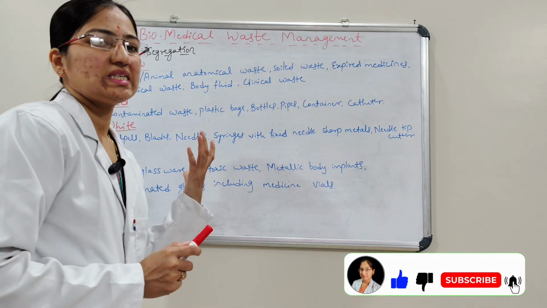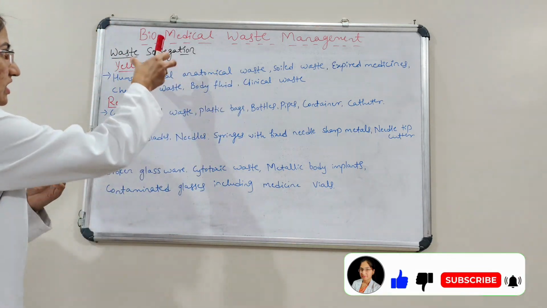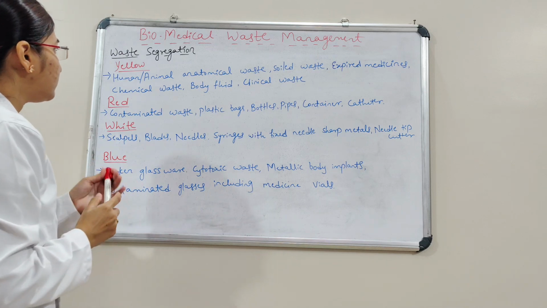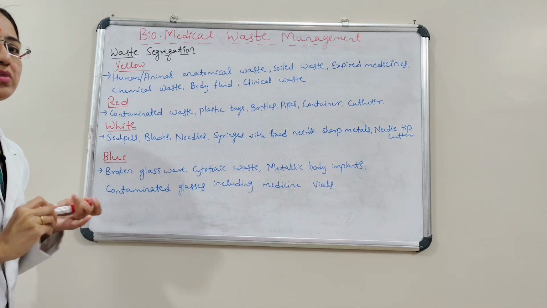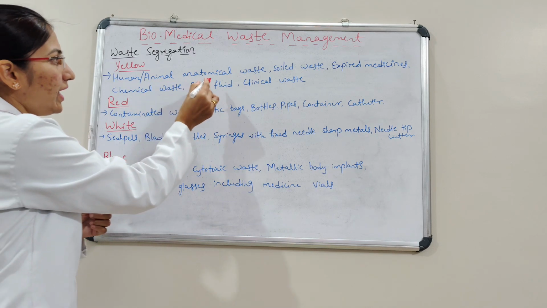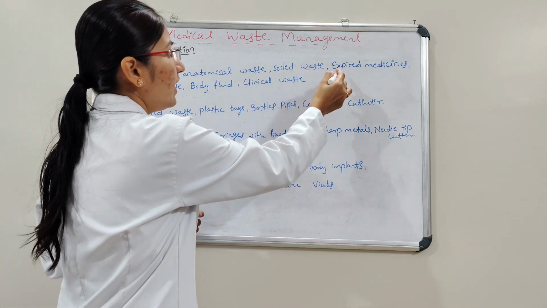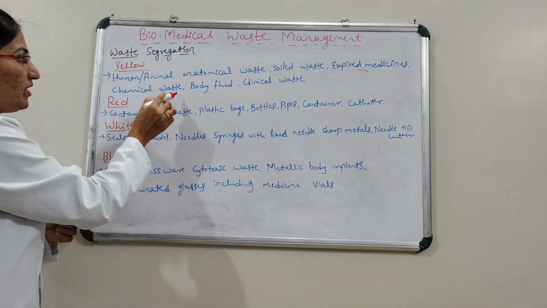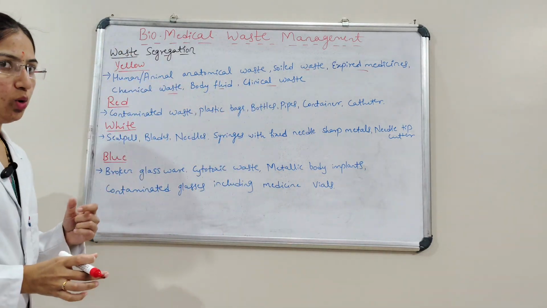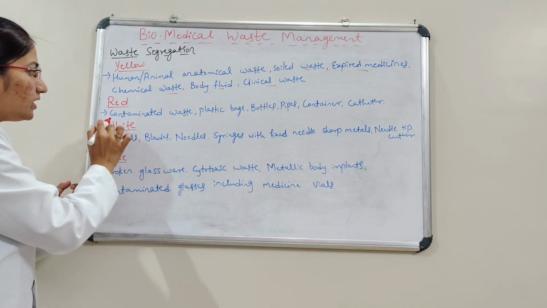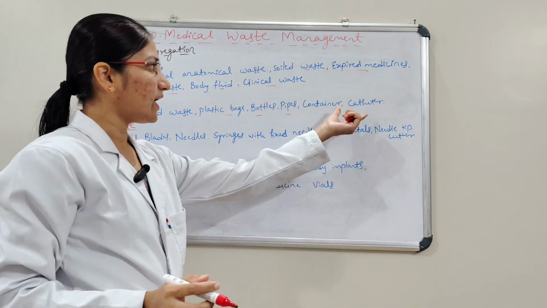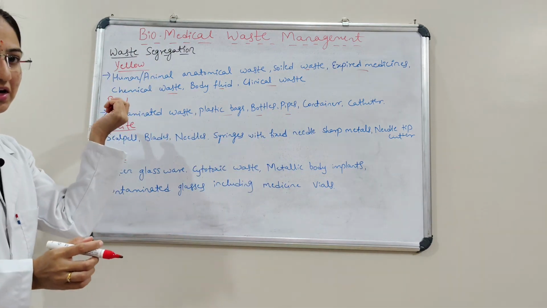We'll see waste segregation here. Waste segregation uses yellow, red, white and blue. First we'll see yellow. In the yellow box go human or animal anatomical waste, soiled waste, expired medicines, chemical waste, body fluids, and clinical waste. This comes under yellow. And then comes the red one. Here contaminated waste, plastic bags, bottles, pipes, catheters and containers come under red.